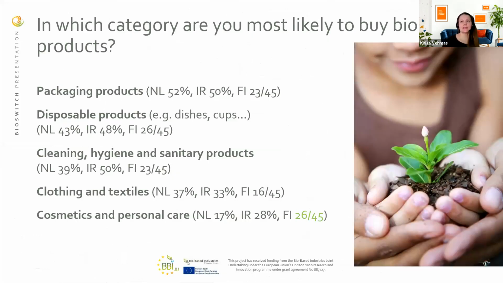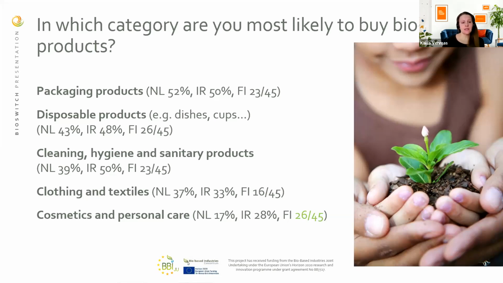But then we asked consumers in different countries in which category they would most likely buy bio-based products in the future. And here, in all the cases, packaging products were among the top interesting products. This is a very nice result, because it is nicely in line with the results we received from the stakeholder studies that James just presented for you. So consumers are also looking for bio-based packaging solutions.